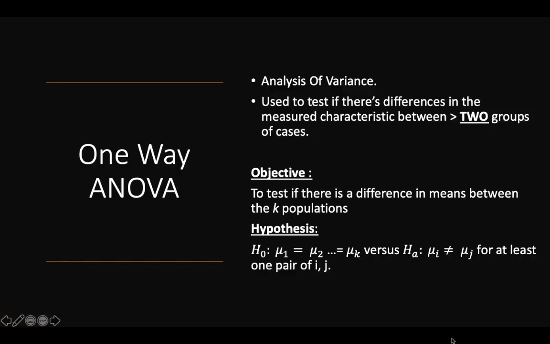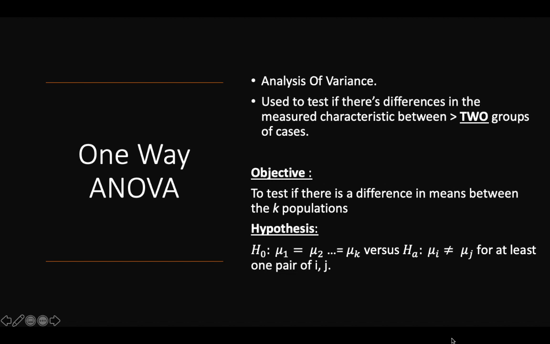What is ANOVA? ANOVA is actually a short form for analysis of variance. And when do we use it? As you know, we use the t-test to compare means of two groups, to compare whether there are differences in the means of two groups. So ANOVA is used when you have more than two groups. It's used to test if there are differences in the measured characteristics between more than two groups of cases.